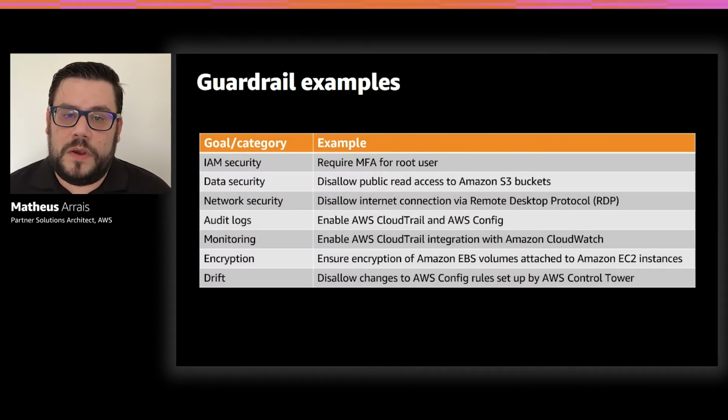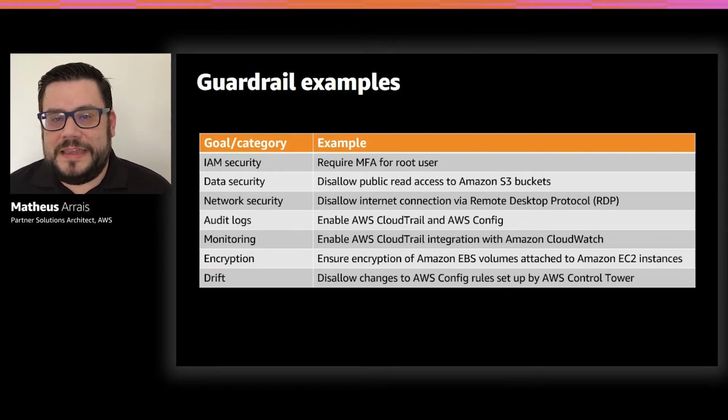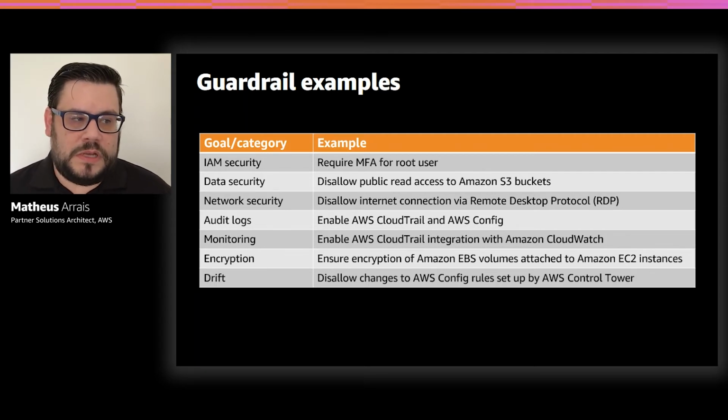So let's see some examples of guardrails. You can have different categories like IAM security, data security, network security, and so on. Let's take network security as one example. If I enable this specific guardrail, which in this example disallows internet connection via RDP protocol, it means that all the security groups in that specific account, always at the OU level, reminding you, are going to be checked. If a security group is aligned with 0.0.0.0/0 on port 3389, it is going to be a non-compliant resource because this port is open to the entire world, and it is violating this specific rule.